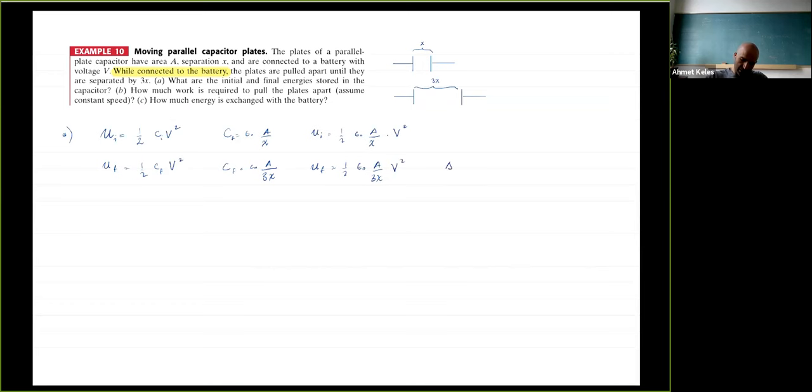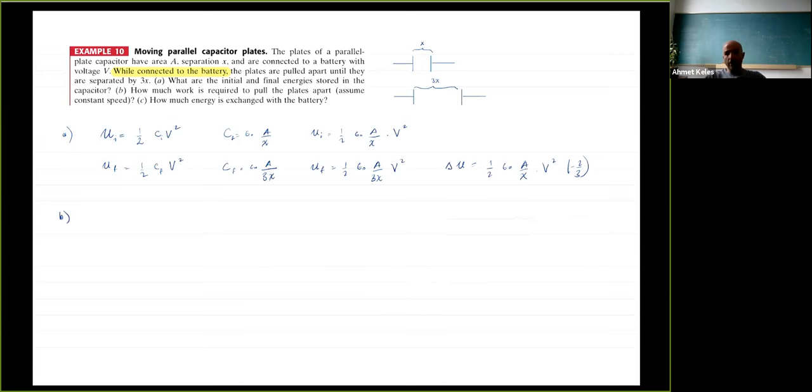Then U final should be equal to 1/2 epsilon naught A over 3x V squared. So now delta U is equal to what? U final minus U initial, this is going to be 1/2 epsilon naught A over X times V squared, times 1/3 minus 1, which is equal to minus 2 over 3. Minus 2 over 3. So this was A. B, how much work is required to pull the plates apart?